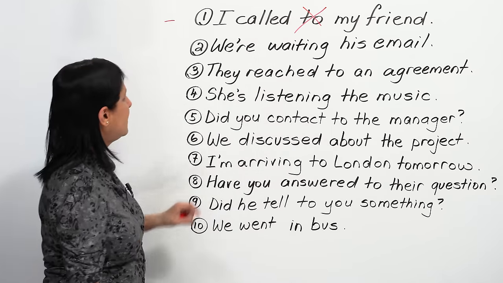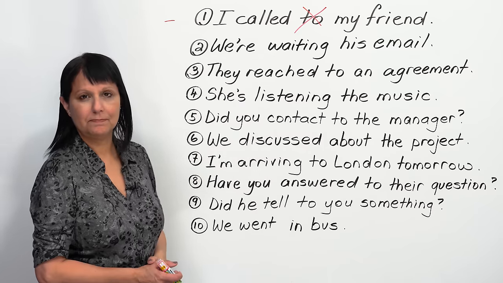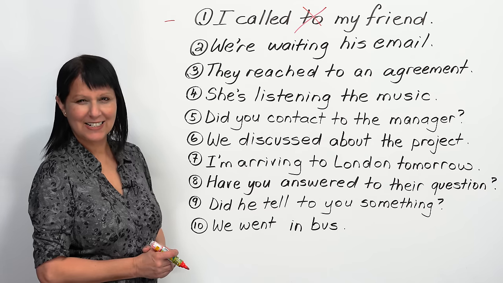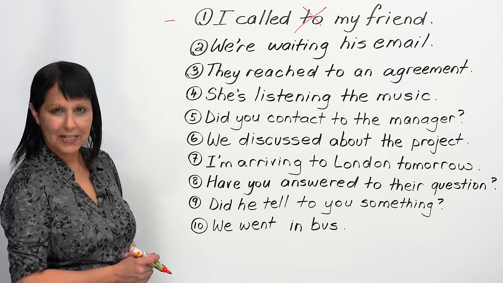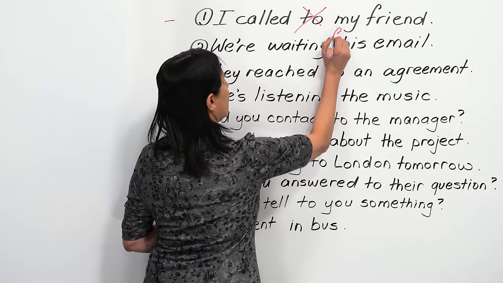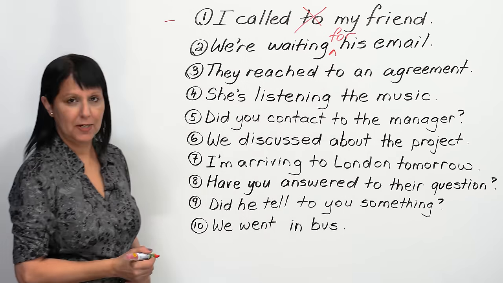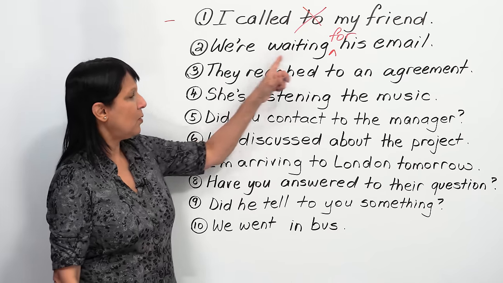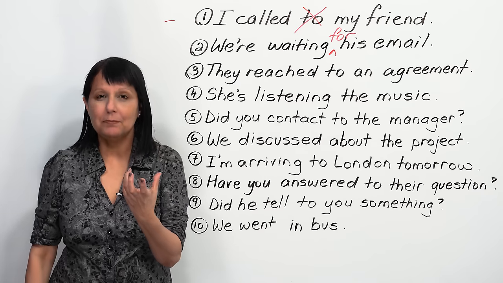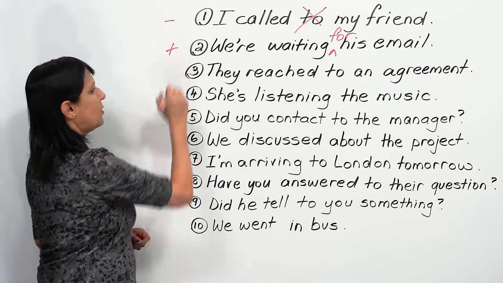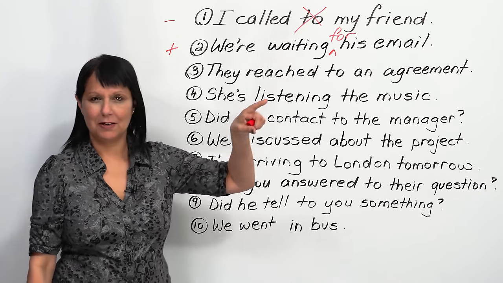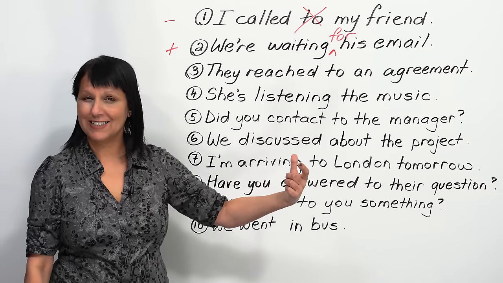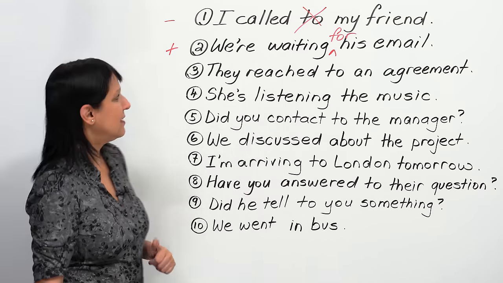Okay? Next, we're waiting his email. So what's wrong there? Can you fix it? Let's do that. We're waiting for his email. Okay? So here, what was wrong? We needed to add a preposition. We're waiting for his email. So you could be waiting for something, could be waiting for someone. Okay? So that's the way we fix that one.